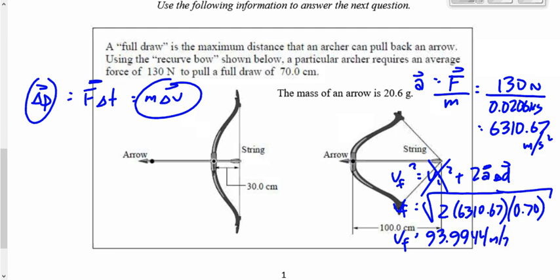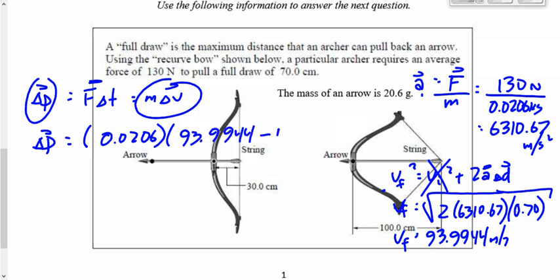I didn't do it that way. I did it a different way. But this equation is valid. That means it's got to produce the same answer as I already had, right? And then now it's easy, right? We're just going to say delta P is equal to M, which is 0.0206 times delta V, 93.9944 minus 0, right? And when we do that, I think it was 1.94. Is that right? 1.94 newton seconds.